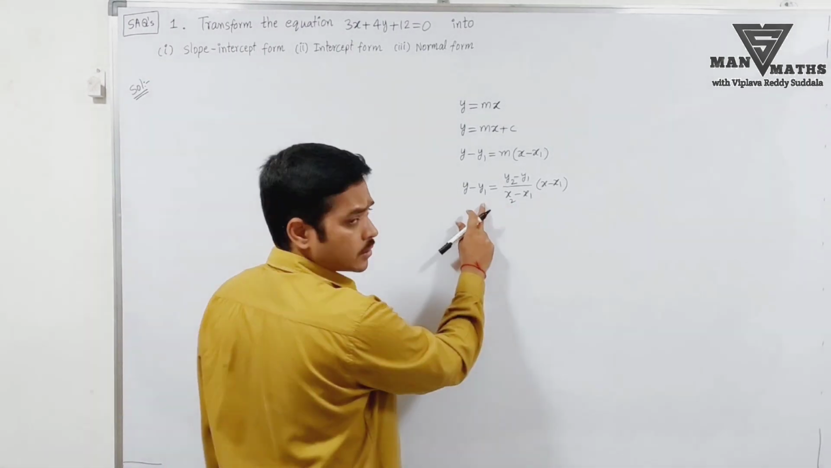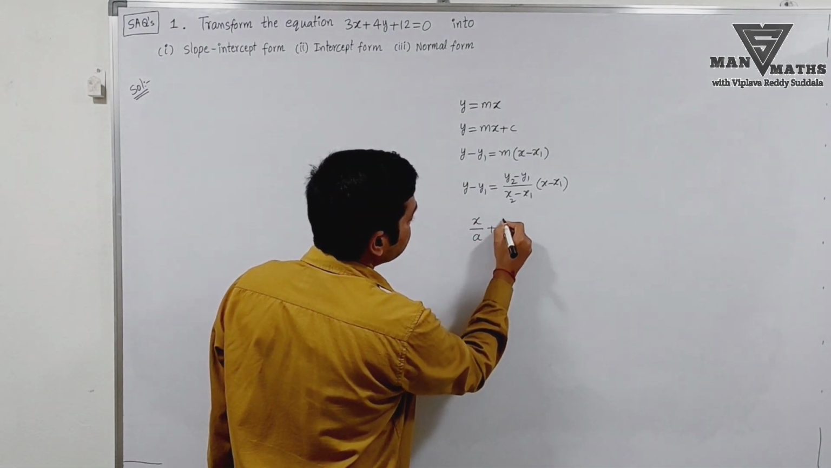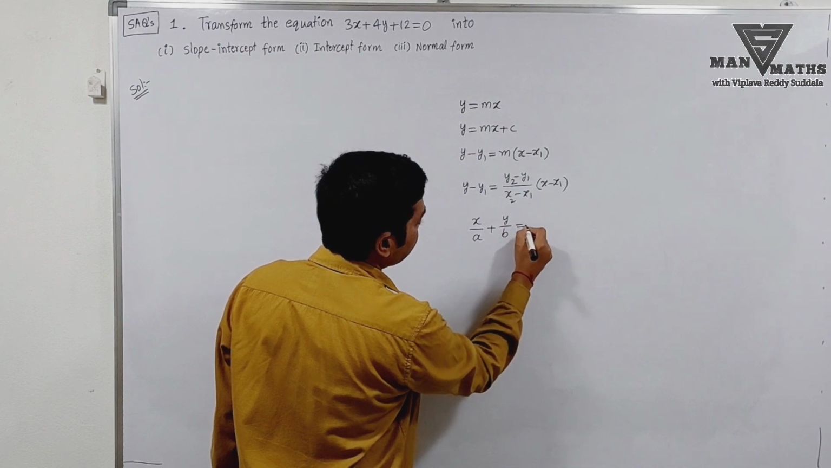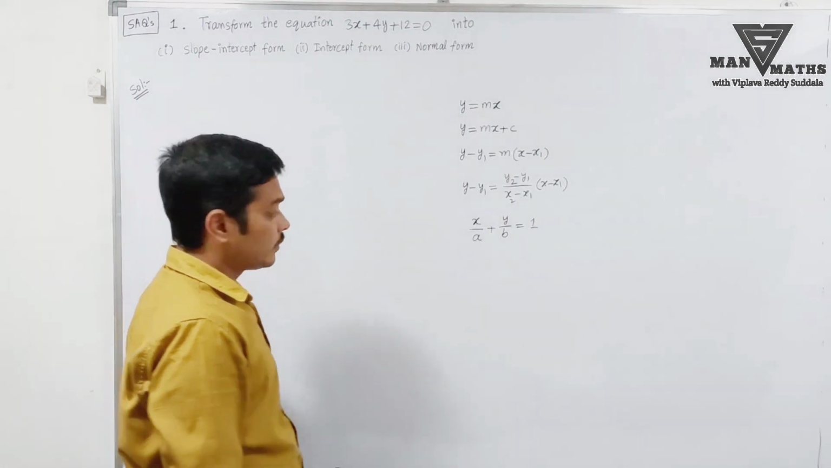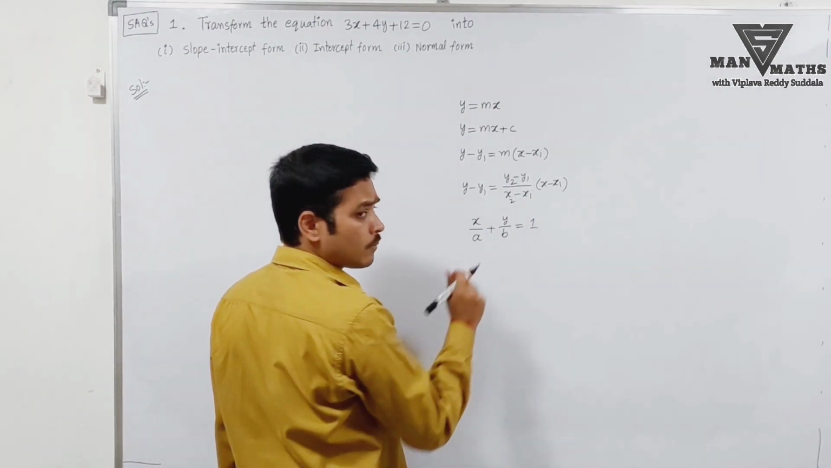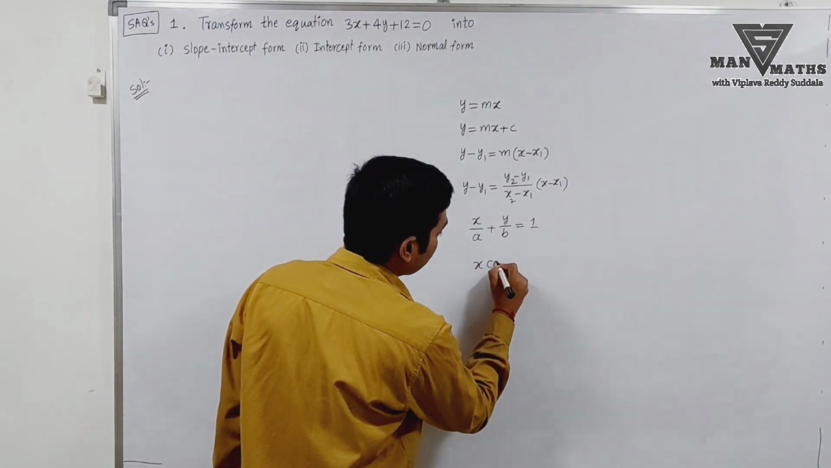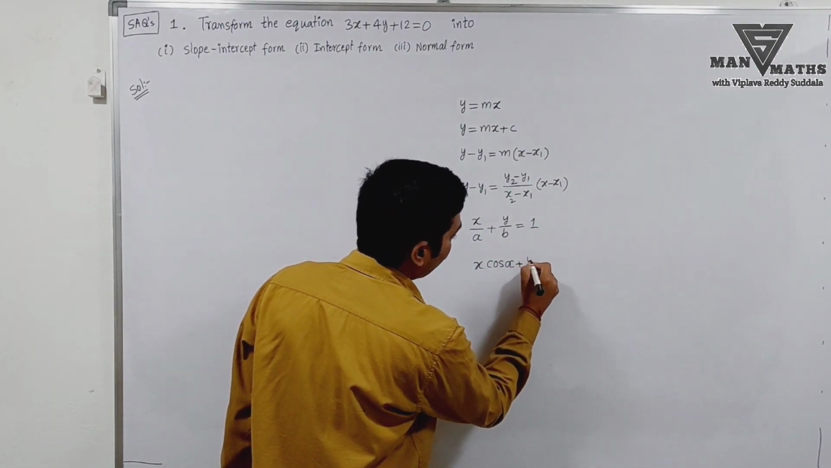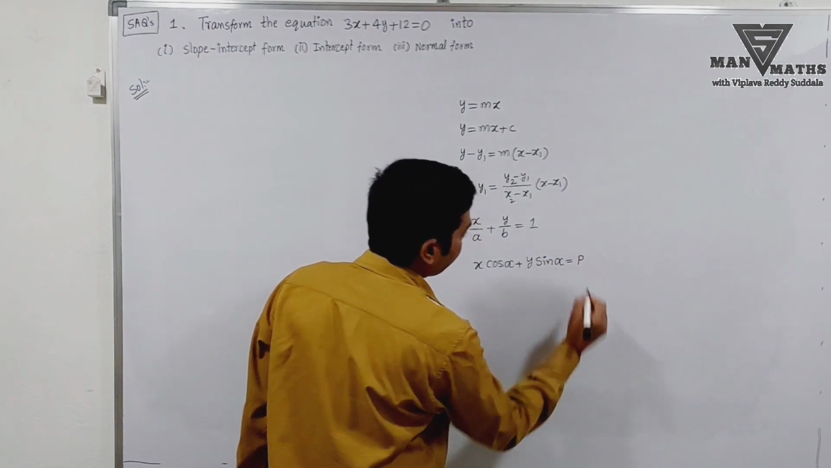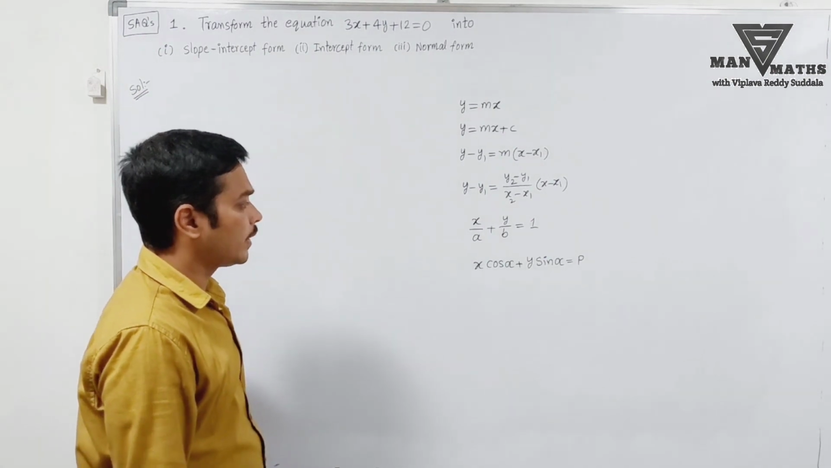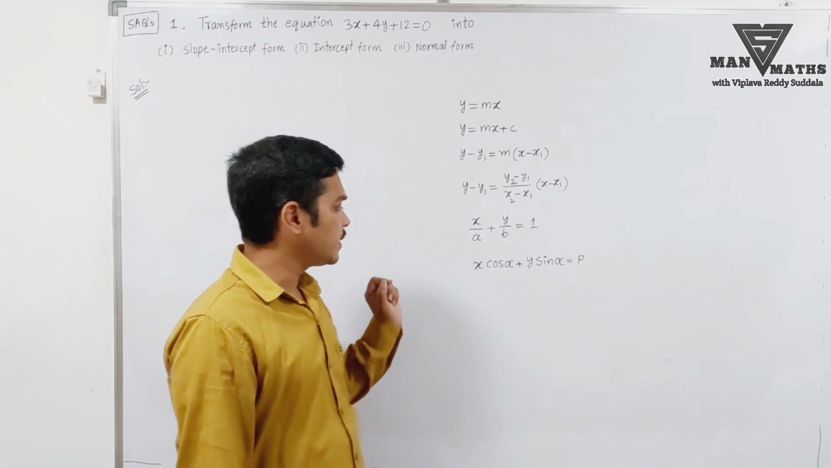Okay, by using this formula, x by a plus y by b is equal to 1. This is intercept form of the straight line. A is the x-intercept, b for y-intercept. Okay, next, x into cos alpha plus y into sin alpha is equal to p. This is the normal form of a straight line.